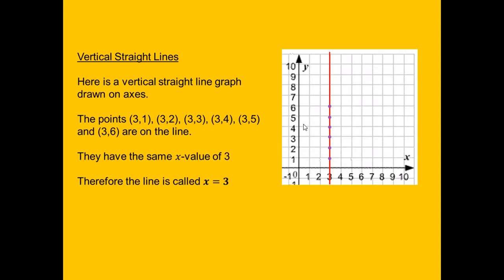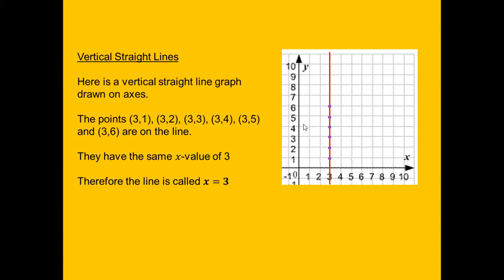Another type of line is called vertical straight lines, okay? So it's a vertical straight line graph on the axis. So let's look at this graph here, for example. On this line here, there are 6 points. The points are (3, 1), (3, 2), (3, 3), (3, 4), (3, 5), and (3, 6). All of these points are on the line.